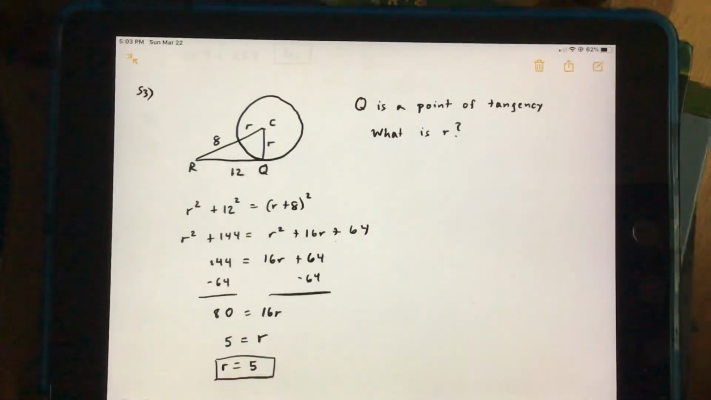So we have r squared plus 144 for our 12 squared, and that is equal to, and then again, we're going to use FOIL here, and we're going to multiply r plus 8 times r plus 8 and arrive at r squared plus 16r plus 64. Simplifying further, we're going to subtract 64 on both sides. We'll arrive at 80 is equal to 16r. Dividing both sides by 16 will mean that r is equal to 5, and that completes sample 3 because our goal was to find out the length of the radius, which we now know is 5.